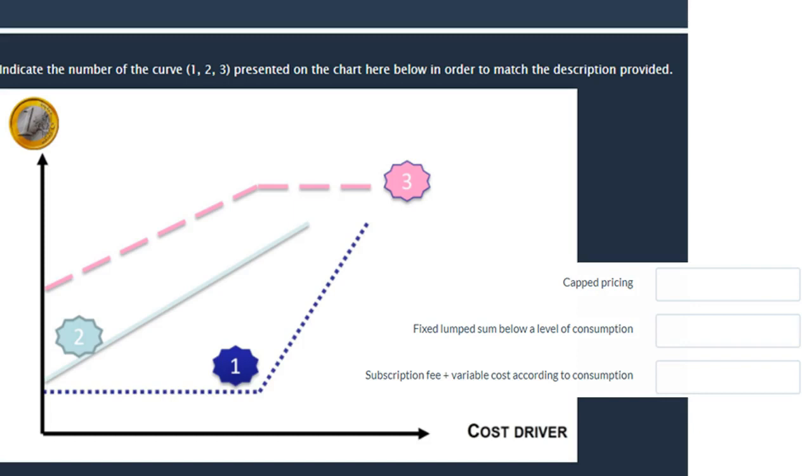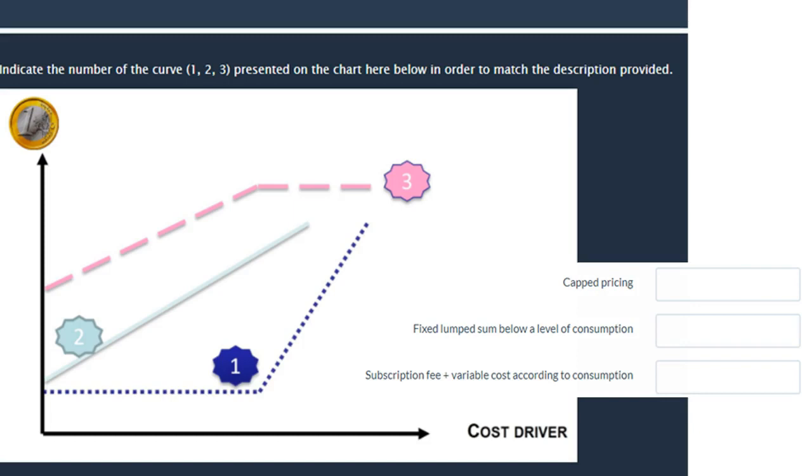The curve number one starts with a plateau. It's flat, and then once you have reached a certain threshold of activity, because the cost driver is the level of activity which drives the total amount of cost, once you have reached a certain level, then the cost becomes variable. So the first part of the cost is fixed, and then it becomes variable.